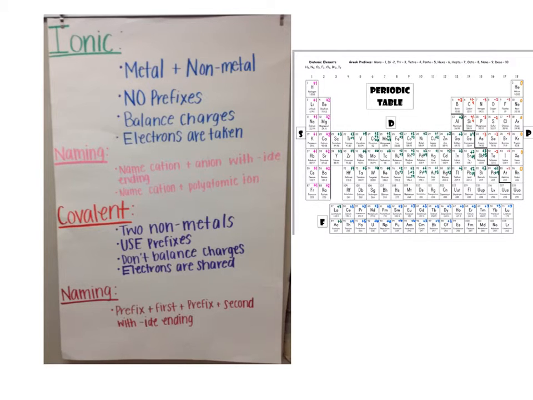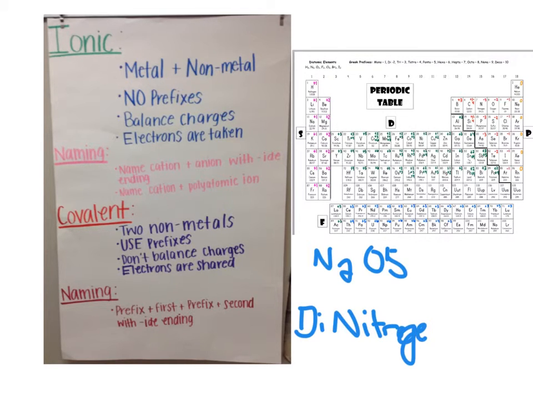When you are naming something like this, so if I gave you, let's say, N2O5, you would just write this out as dinitrogen. Again, we're having to use those prefixes. We have two nitrogens, and then O5, and realistically that 5 should be a subscript. Since we have 5 oxygens, that is pentoxide, because we still need to have that IDE ending on our second word.